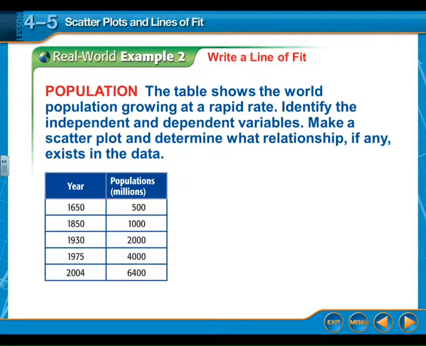Alright, the table shows the world population growing at a rapid rate. Identify the independent and dependent variables, make a scatter plot, and determine what relationship, if any, exists in the data. Well, we know that time is always graphed on the x-axis, so we know the year is the independent variable, and we know that the population is growing from 500 to 6,400 million, and so we see that as time goes by, as time increases or years go by, your population increases, and so that would definitely make a positive relationship.